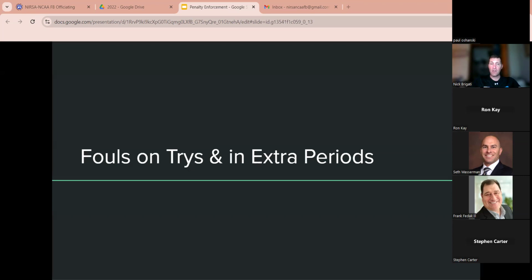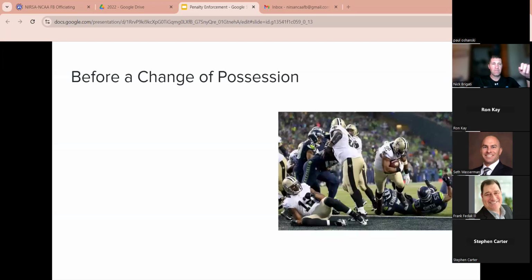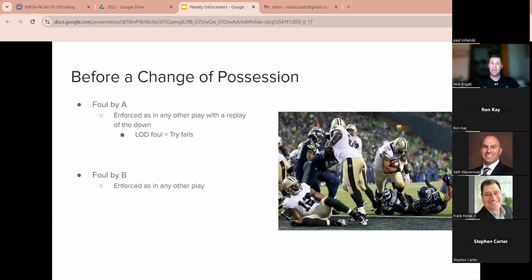Fouls on try, any questions about that? Okay. Fouls on tries and extra periods before change of possession. If it's a foul by A, just enforce it as normal, replay the down, they can't score. If it's a loss of down foul, the try fails with no carryover enforcement for that particular foul. If it's a foul by B, we would enforce it as we would in any other play. Personal fouls and unsportsmanlike conduct fouls can be enforced on the try, kickoff, or the succeeding spot, depending upon the situation. And 5 and 10 yard penalties are declined by rule.